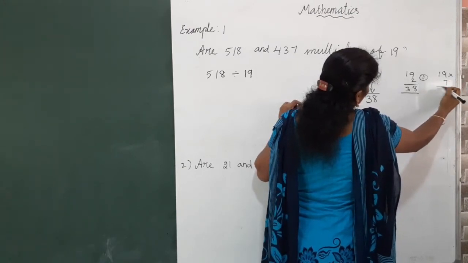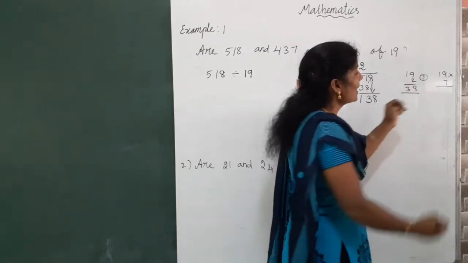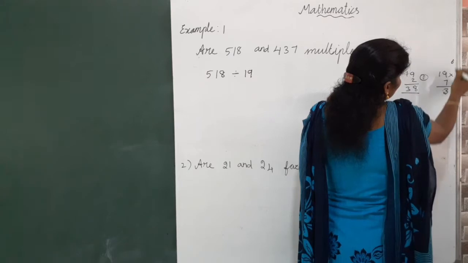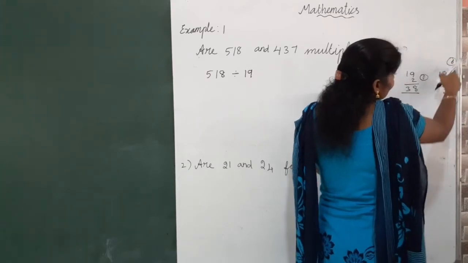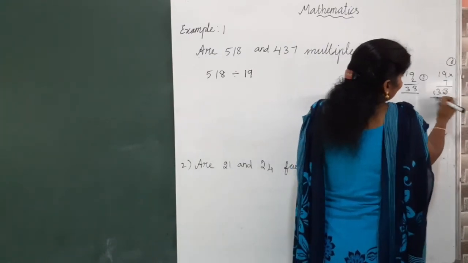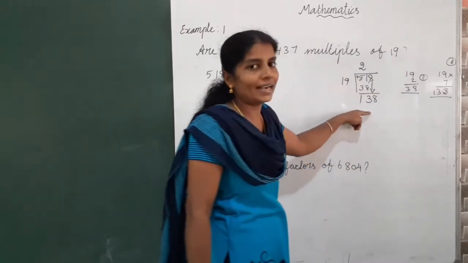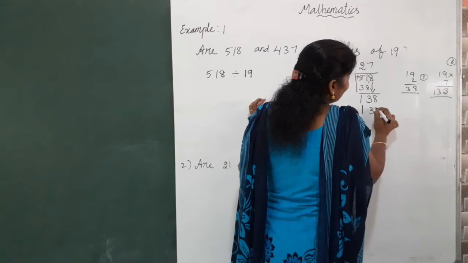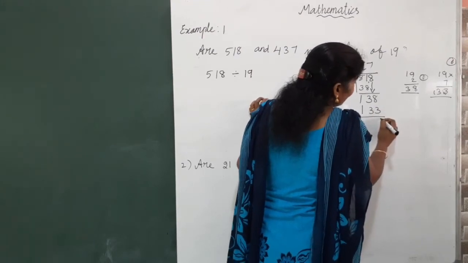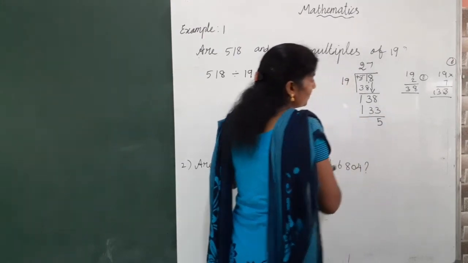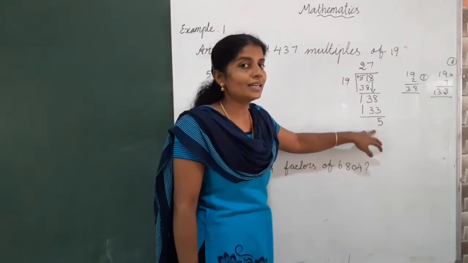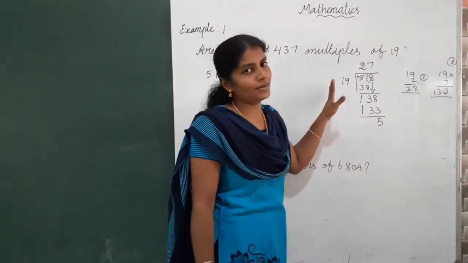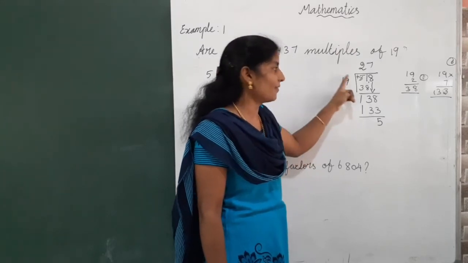We can check. 9 7s are 63, 6 balance. 1 7 is 7, 7 plus 6 is 13. 133, here 138. So we can write 7 times 133. Now here remainder is 5. We didn't get remainder 0. So this is not multiples of 19.